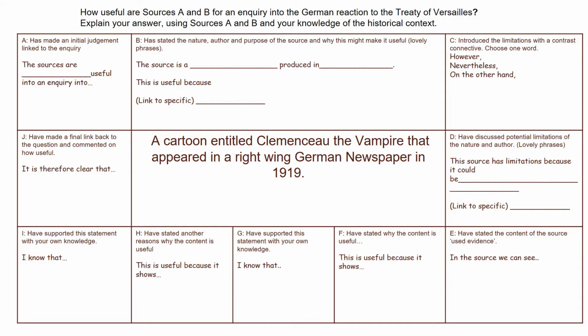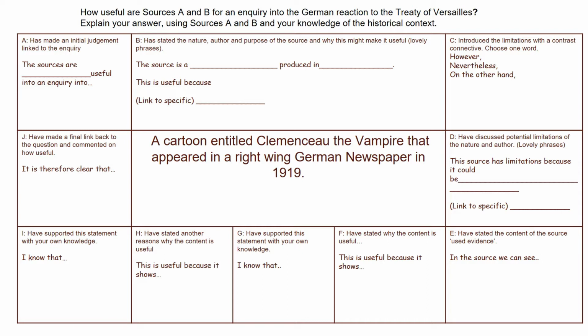So what I'd like you to do now, and you probably need to do this on a piece of paper, is we've got this question: how useful are sources A and B for the inquiry into the German reaction to the Treaty of Versailles? Now we're just going to look at source A, which is that Clemenceau the Vampire source that we've just looked at. I've put the written bit in the middle because there wasn't enough space for the picture as well.